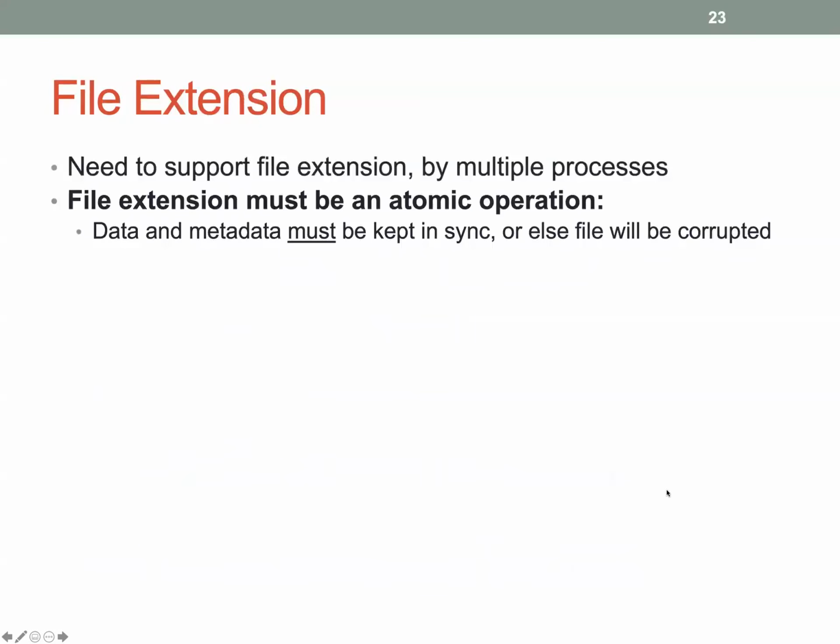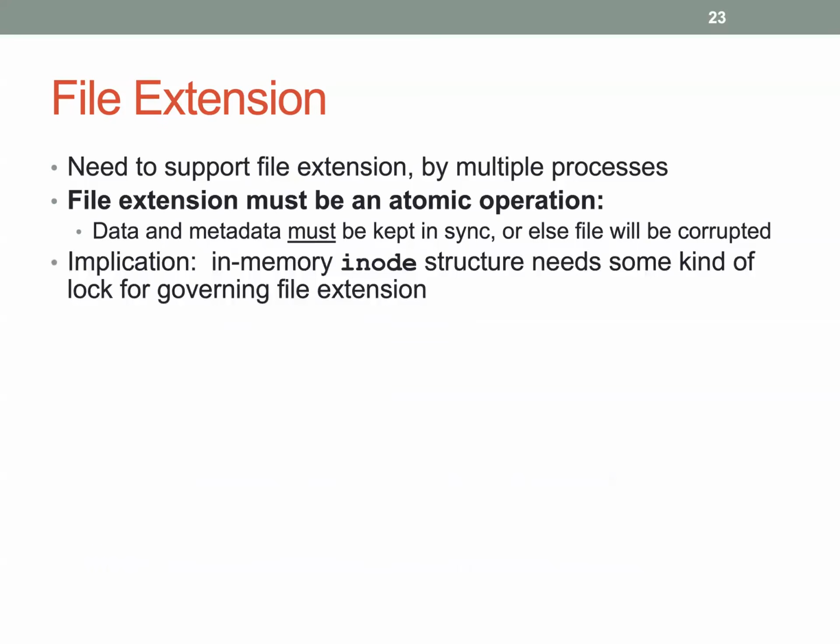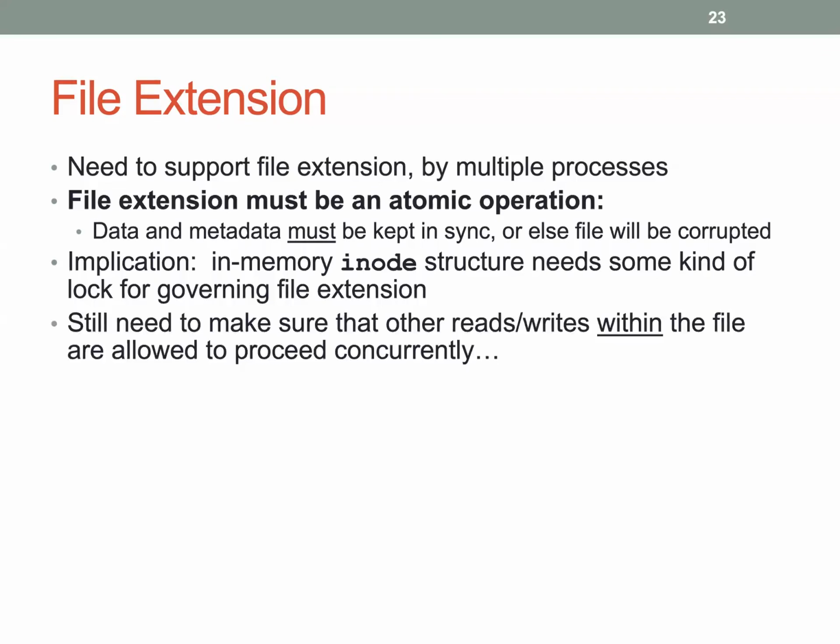Okay, let's see. File extension by multiple processes. This needs to be atomic. And the reason why is that if the file length doesn't change when the file extension occurs, and that all happens atomically, then multiple processes extending a file will corrupt the file. And there are definitely tests that hammer on this. So what this means is that the in-memory inode needs a lock for governing file extension. A lot of times people just call it the file extension lock. So we need to make sure that other reads and writes inside the file's contents, not at the end, aren't blocked by this extension lock.